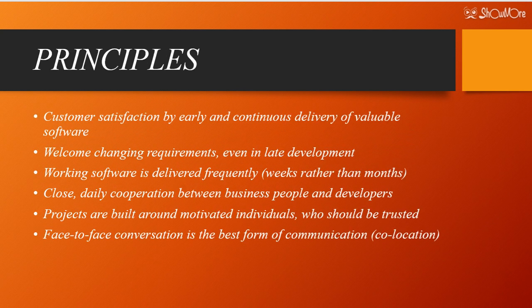The manifesto for Agile software development is based on 12 principles: customer satisfaction by early and continuous delivery of valuable software, welcome changing requirements even in late development, working software is delivered frequently, close daily cooperation between business people and developers. Projects are built around motivated individuals who should be trusted. Face to face conversation is the best form of communication. Working software is the primary measure of progress.